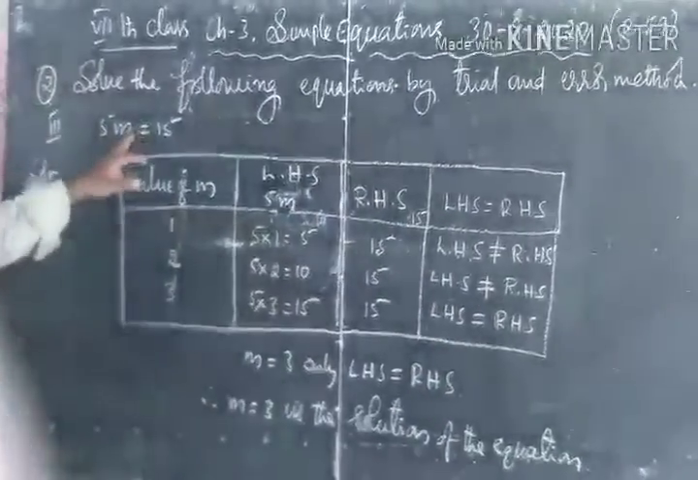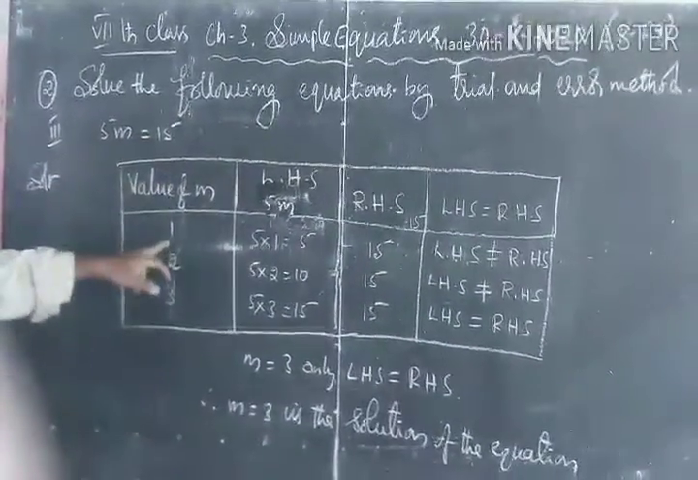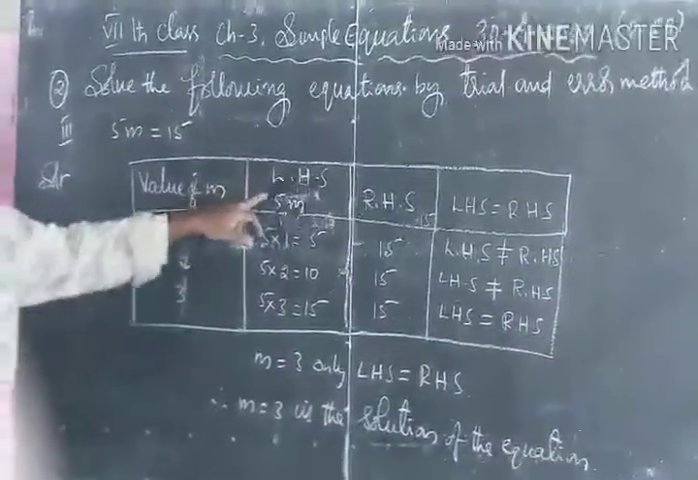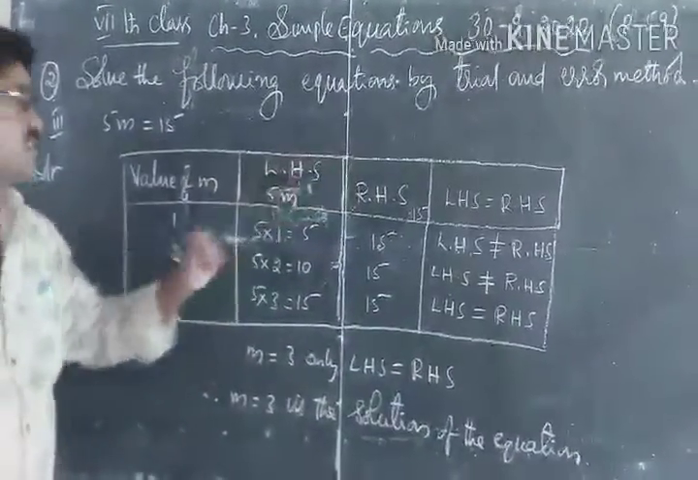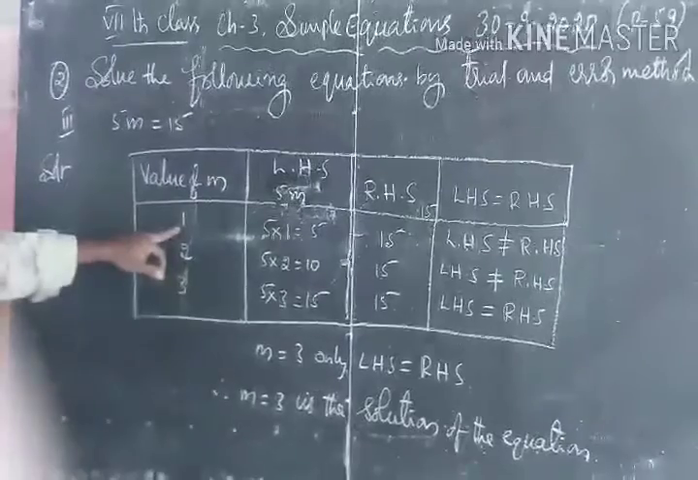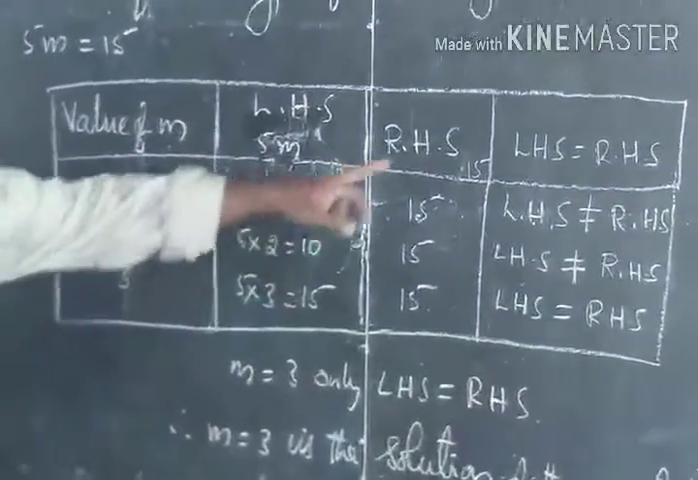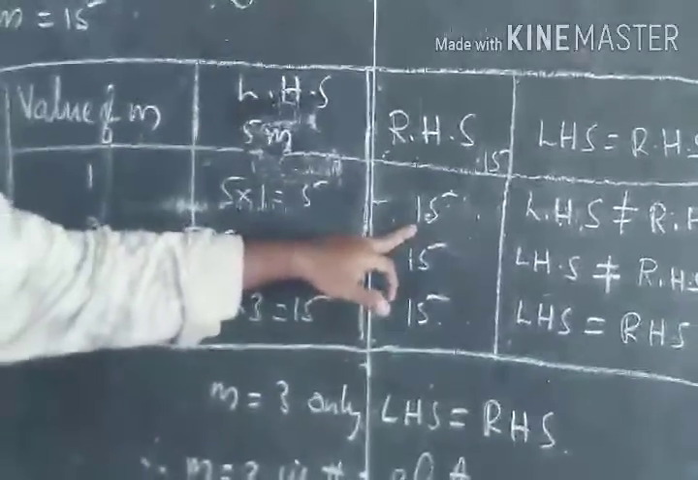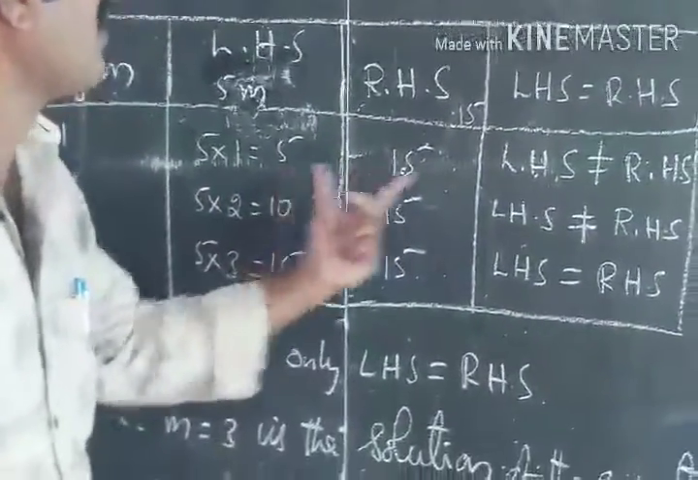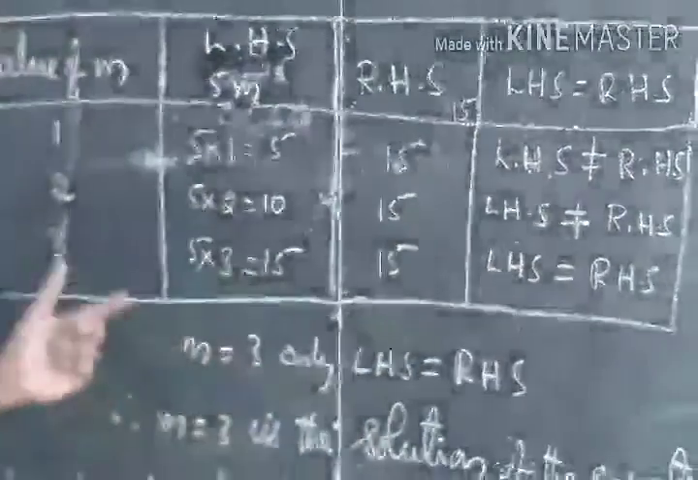See, once again I will explain. 5m is equal to 15 is given. First, the value of m, LHS, RHS. LHS should be equal to RHS. Take the value of m as 1 first. 5m means 5 into 1 is equal to 5. RHS is 15. Both sides are not equal. LHS is not equal to RHS.